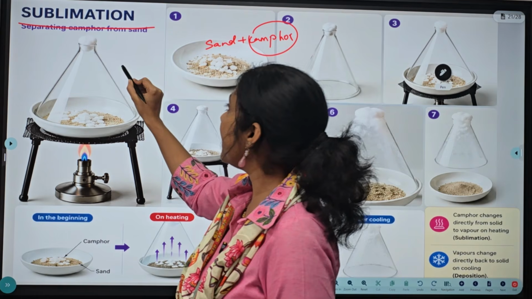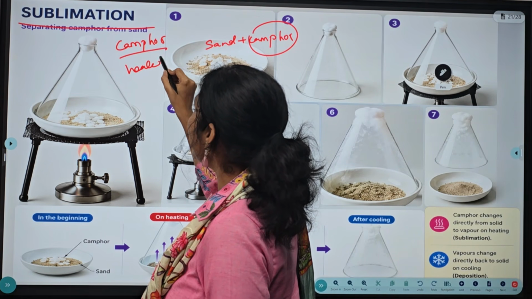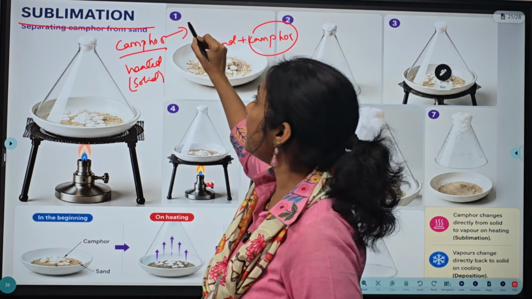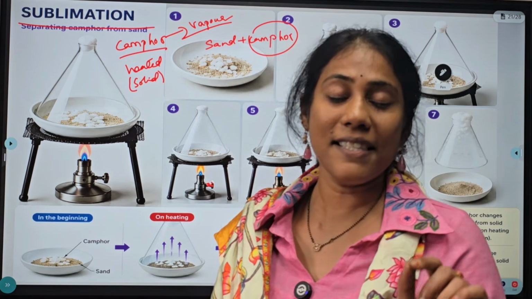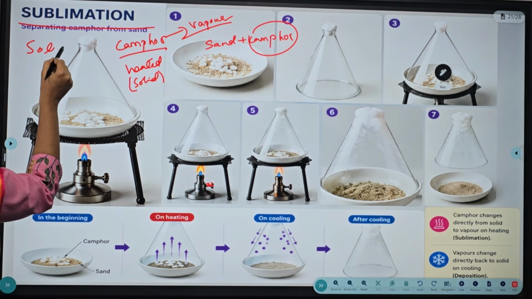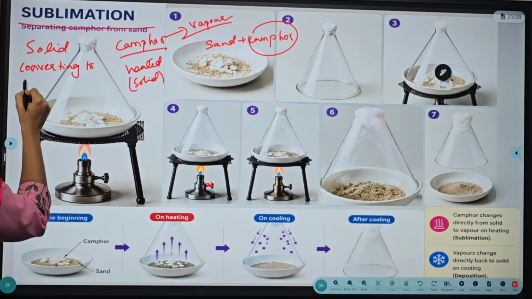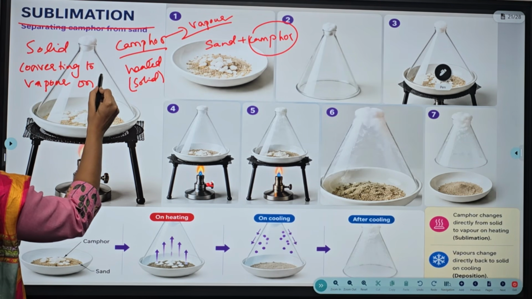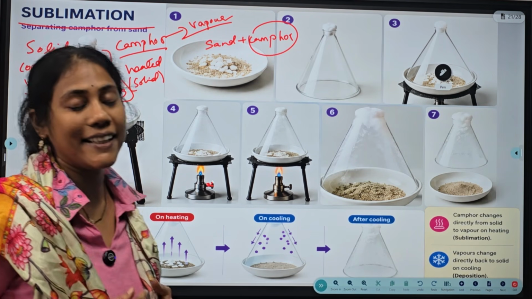When camphor is heated, what would happen? Solid camphor directly becomes a vapor, and this process is called sublimation. So what is the definition of sublimation here? Solid converting into vapor. When does the solid get converted into vapor? On heating. Solid converting into vapor on heating is called sublimation.